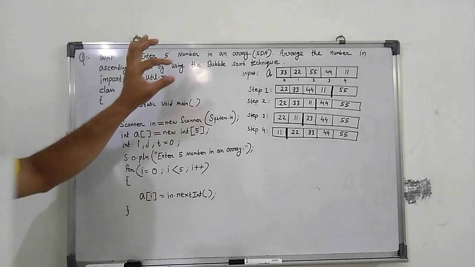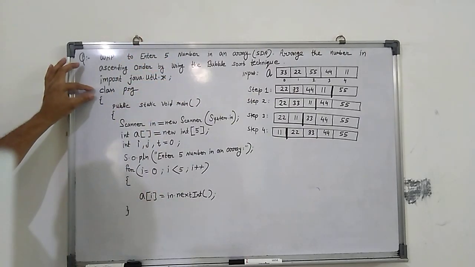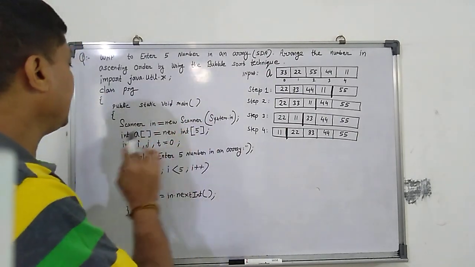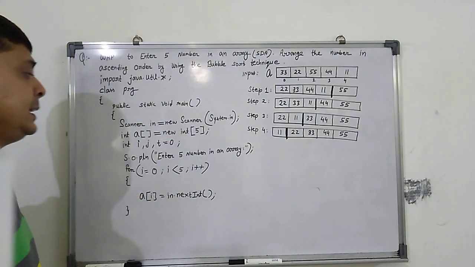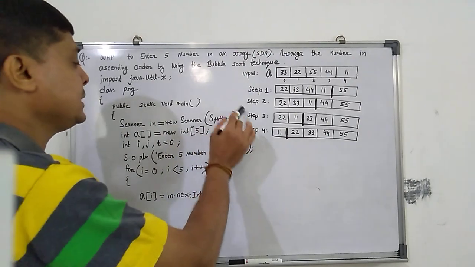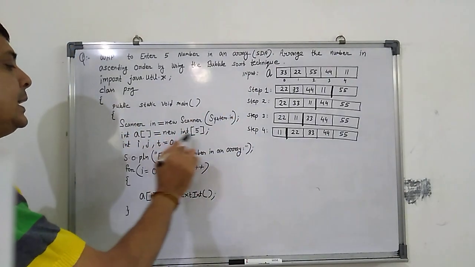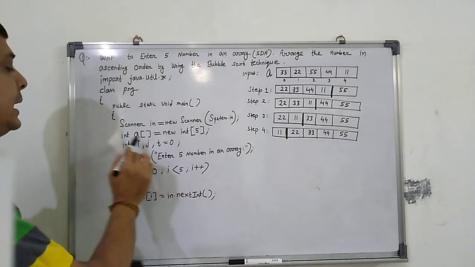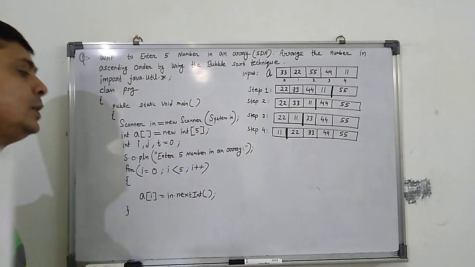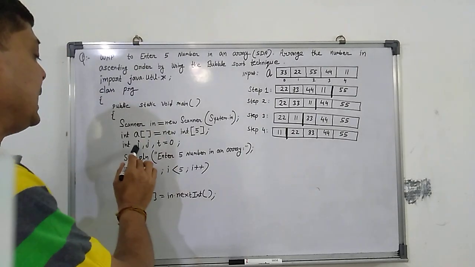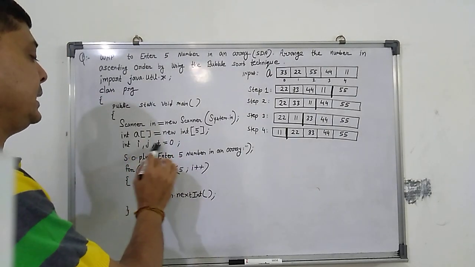Import java.util.*; class prg, curly bracket open, public static void main function, bracket, curly bracket open. Scanner in is equal to new Scanner(System.in). You should create an object. Now declare a dynamic memory array. The size is 5. int a[] is equal to new int[5]. You need some variables also: int i, j, and temporary variable t.